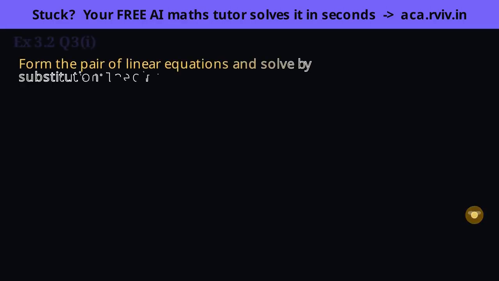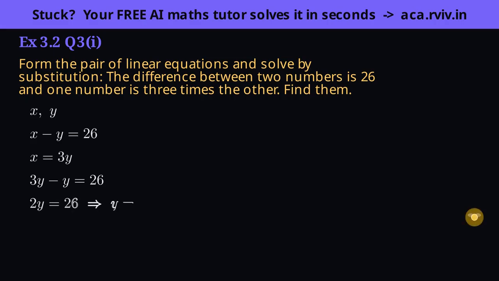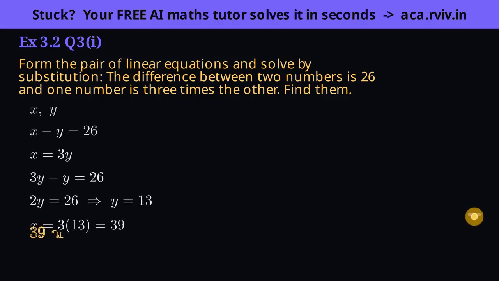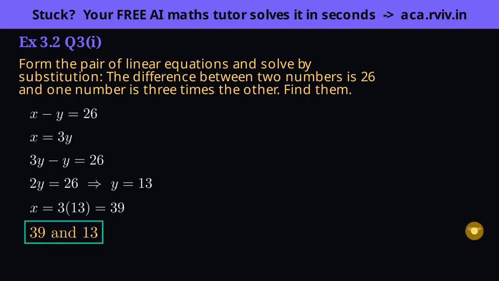3 times the other is a ready-made substitution. Set up: name the 2 numbers, then write 1 equation per clue. Difference is 26. 1 is 3 times the other. Substitute the second into the first. Combine and solve. Back substitute for x. Insight: 3 times the other plugs straight in, no rearranging required.